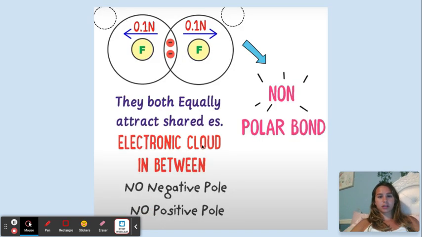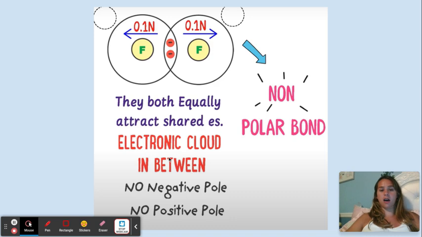On the flip side, the bond between fluorine and fluorine is going to be a non-polar bond, and that's because they both equally attract their shared electrons in the middle right here. If fluorine has a 0.1 charge, then the other fluorine is going to have a 0.1 charge. Because there's no negative pole or positive pole, and they're both equally attracted, it's a non-polar bond.